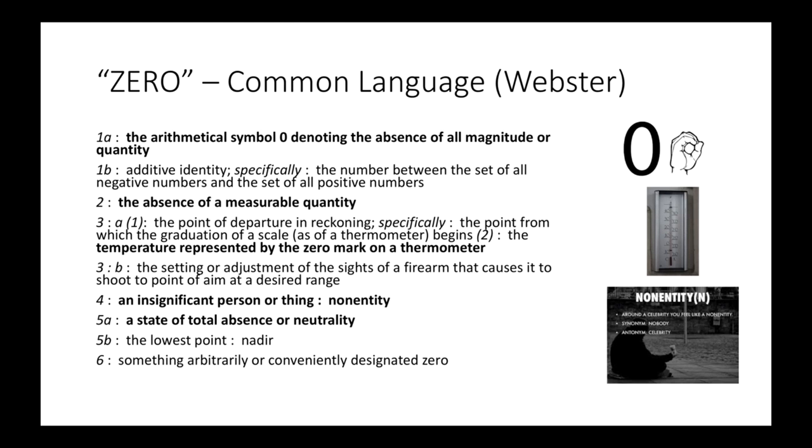Common language stuff, just rattling through this quick. So the symbol zero denotes the absence of all magnitude or quantity, the absence of a measurable quantity. It's used in temperature, the zero mark, 0 degrees Kelvin, and things like that. But it also means something insignificant or a non-entity, something small and meaningless and insignificant. So we can see where this can affect the minds of people.